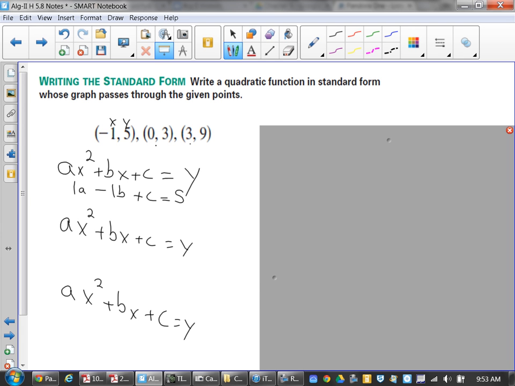I go to the next one. What's 0 squared? 0. No a plus no b plus c is 3. C is 3. What's 3 squared? 9a plus 3b plus c is 9.